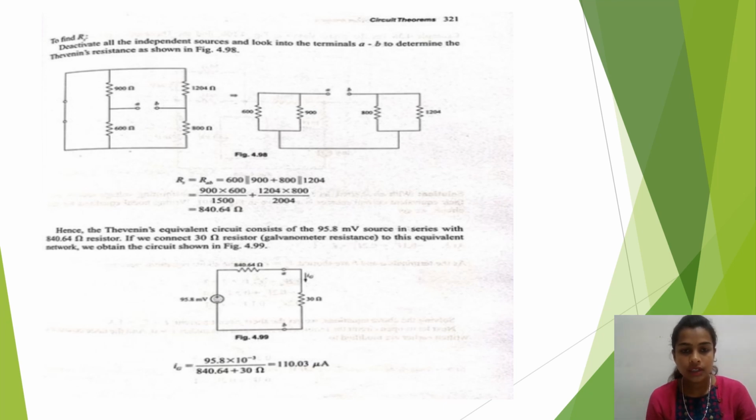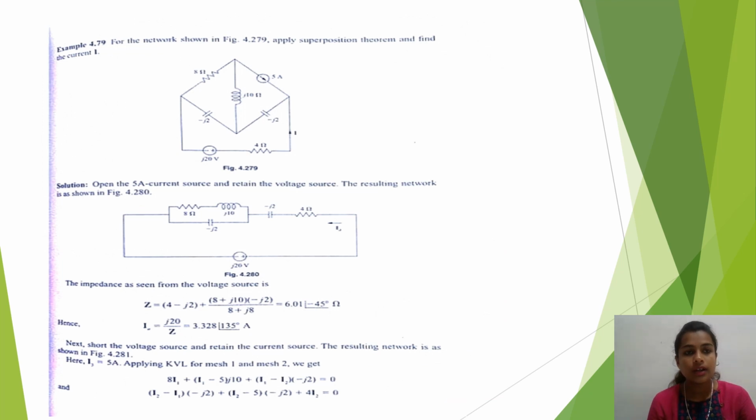If we connect the 30 ohm resistor to this equivalent network, we obtain the circuit as shown. I0 is equal to 95.8 into 10 power minus 3 divided by 840.64 plus 30 ohm, that is equal to 110.03 microampere.